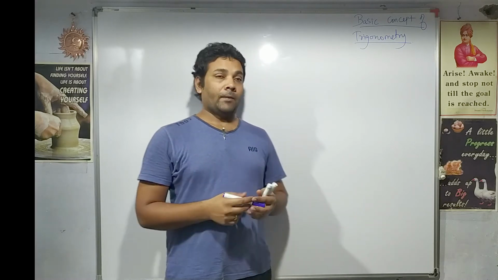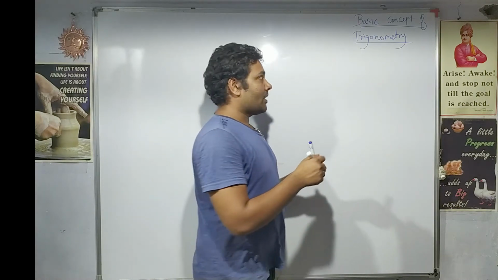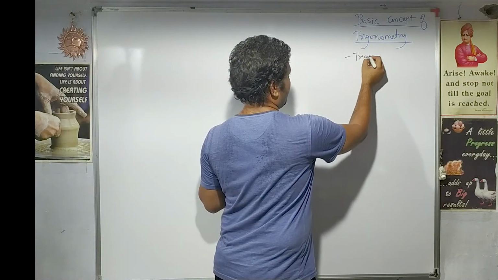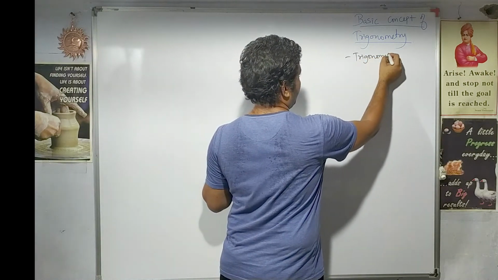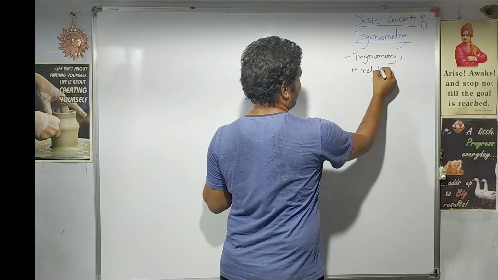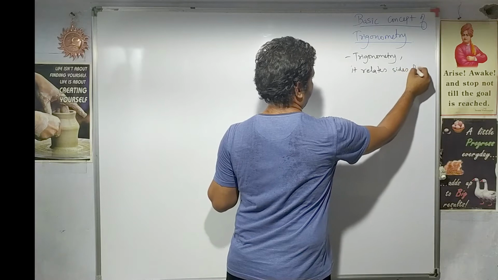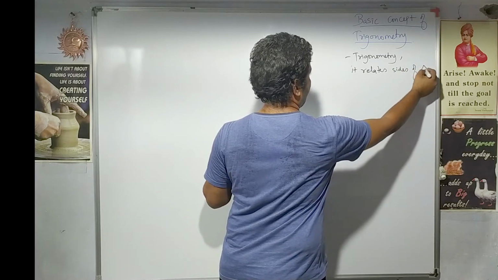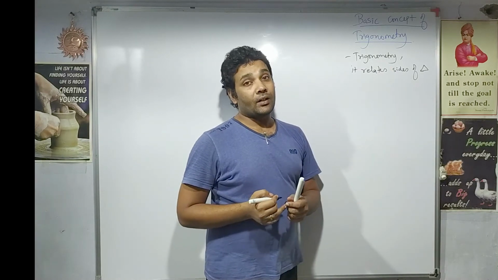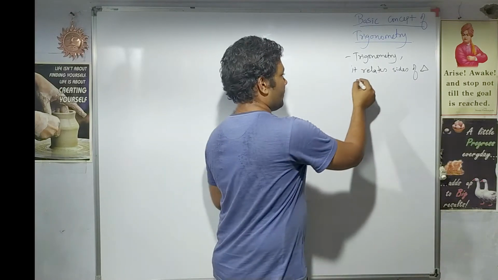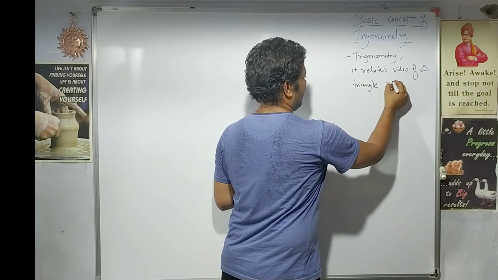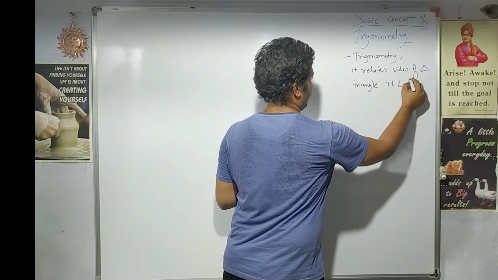What is trigonometry? In simple words, we can say that trigonometry relates the sides of a triangle. It is a science which relates the sides of a triangle. The three sides of a triangle can be connected using trigonometry. For the basic level, we'll consider a right angle triangle, right?